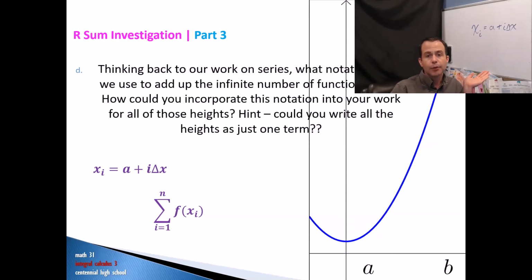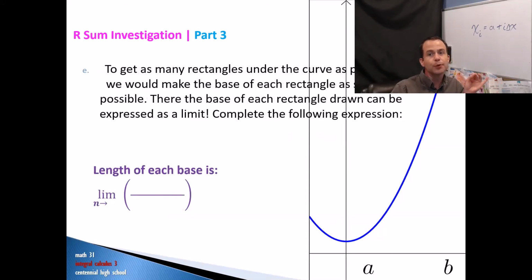Okay? Now, the next question says, what about the limits? Not what about the limits, what about the rectangles? If I want to get as many rectangles as possible, essentially I want to look at that as a limit of the increment of x. But remember that the increment of x was b minus a over n. So I'm going to look for the limit of b minus a over n as n approaches infinity.